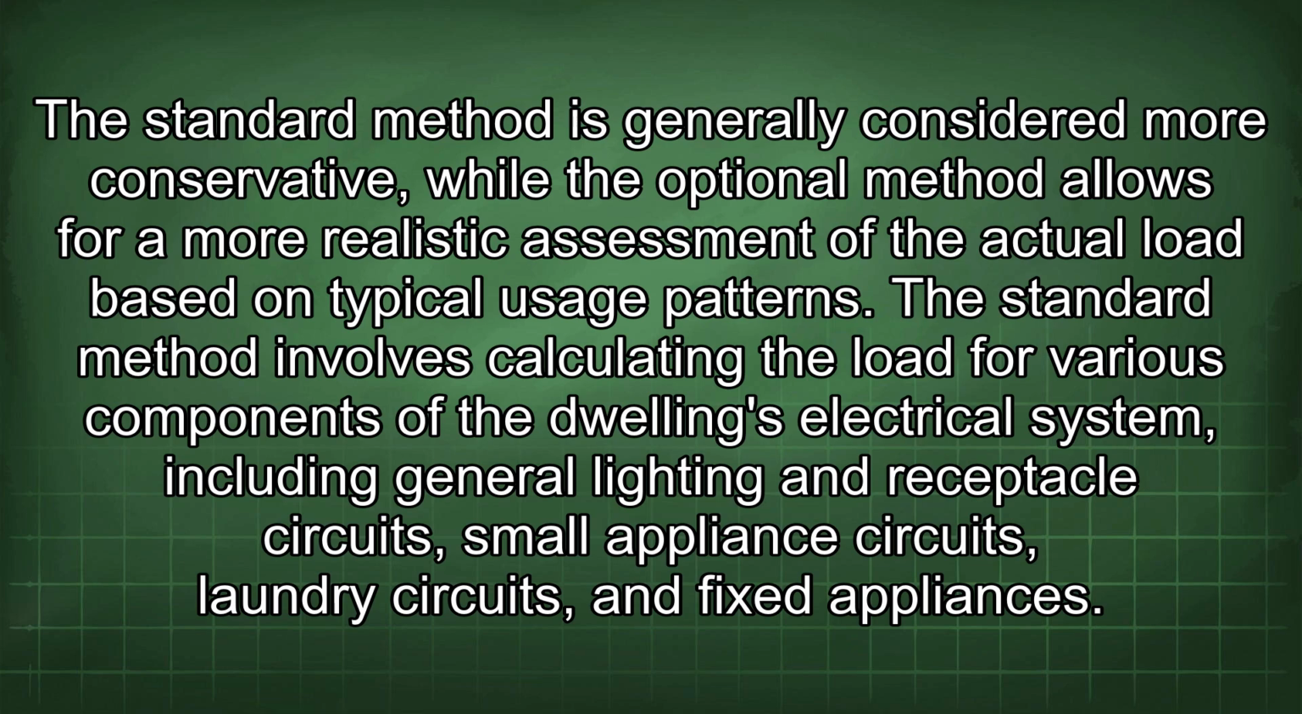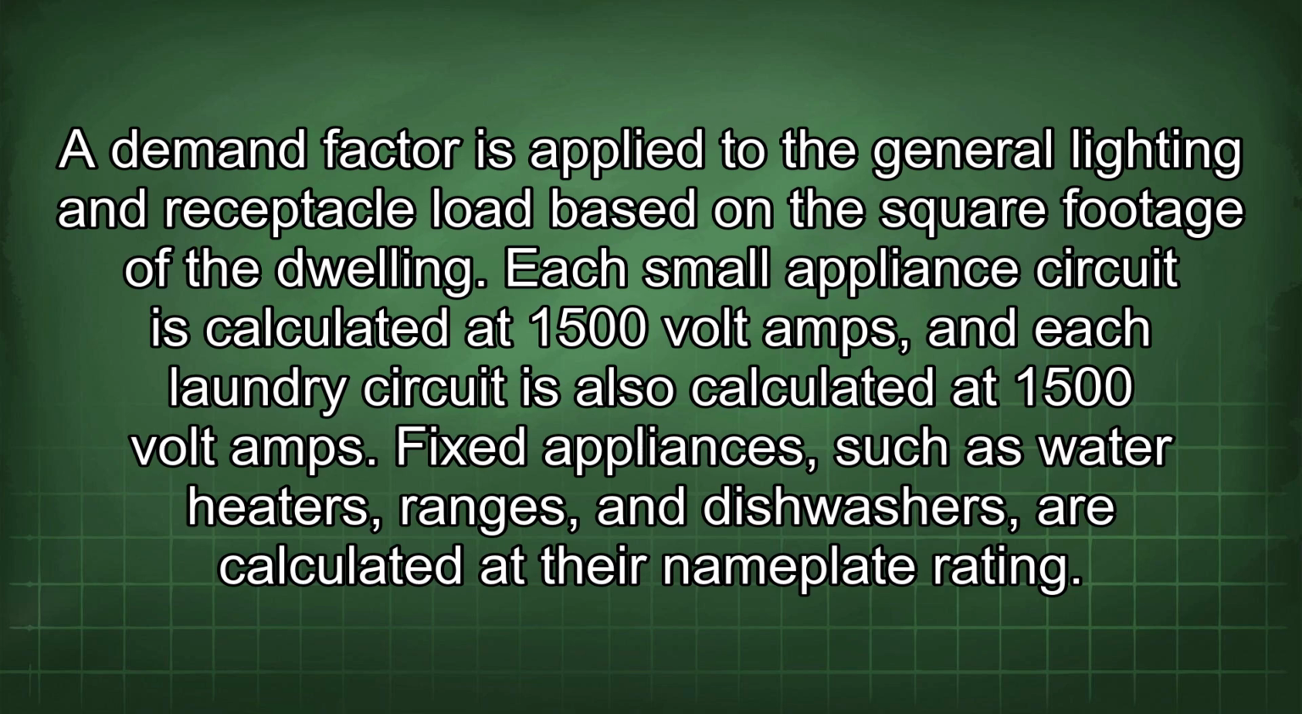The standard method involves calculating the load for various components of the dwelling's electrical system, including general lighting and receptacle circuits, small appliance circuits, laundry circuits, and fixed appliances. A demand factor is applied to the general lighting and receptacle load based on the square footage of the dwelling. Each small appliance circuit is calculated at 1500 volt amps, and each laundry circuit is also calculated at 1500 volt amps. Fixed appliances, such as water heaters, ranges, and dishwashers, are calculated at their nameplate rating.